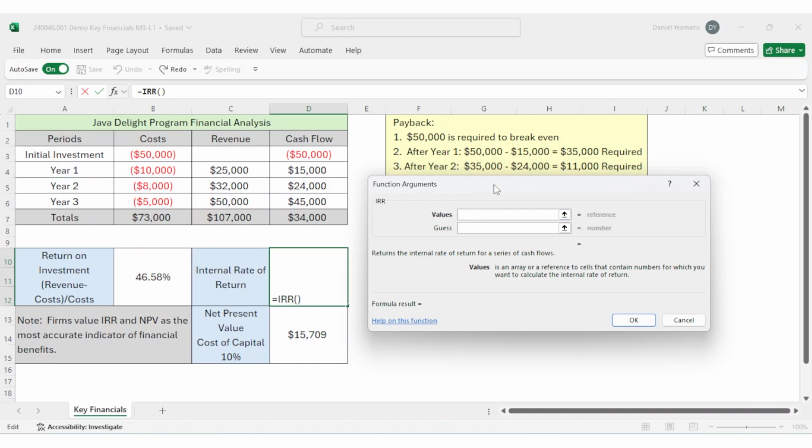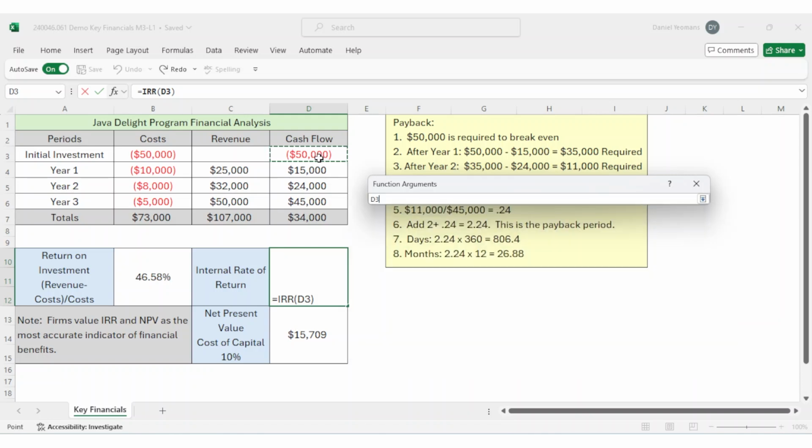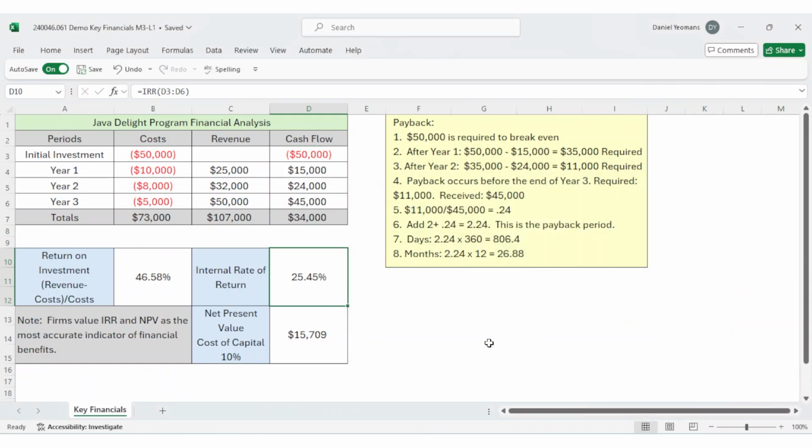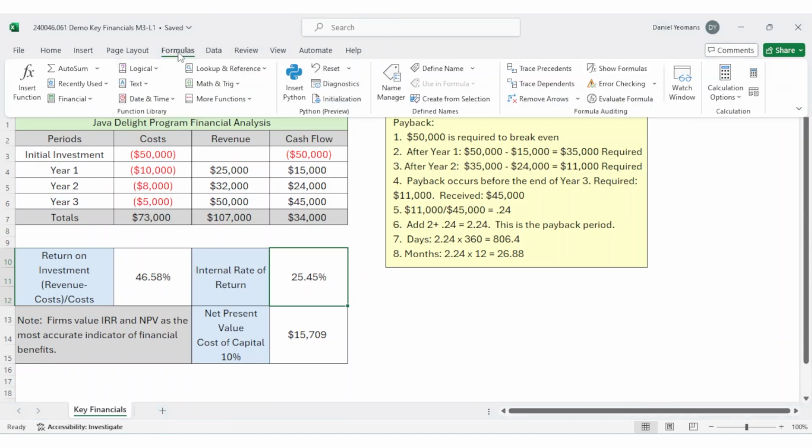We want to focus on the value. Don't be concerned about the guess. To calculate IRR, we go back to our last column of the cash flow diagram, and we scan through the initial investment and the net returns for year 1, 2, and 3. We release, and we hit OK, and there is our response, 25.45%.